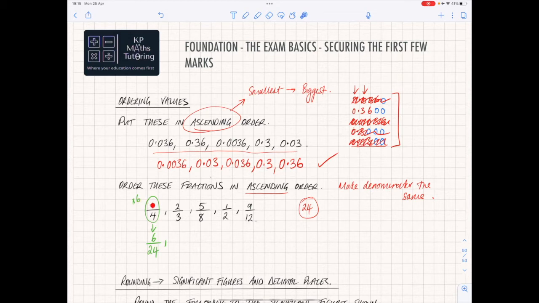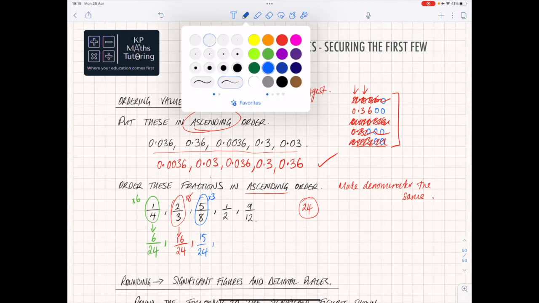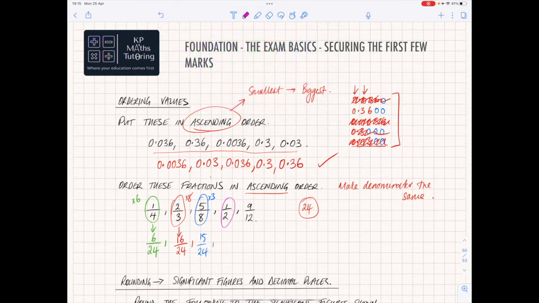So 6 times 1 is 6. 6 times 4 is 24. The next one, I need to make that to 24, so I times it by 8. 2 times 8 is 16. And then 8 times 3, 24. Next one, 8 times 3 gives me 24. So 5 times 3 is 15 over 24. Next one, I need to make the 2 to 24, so I times it by 12, which means I end up with 12 over 24.